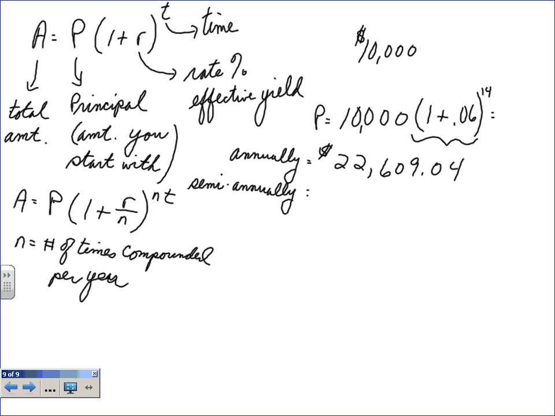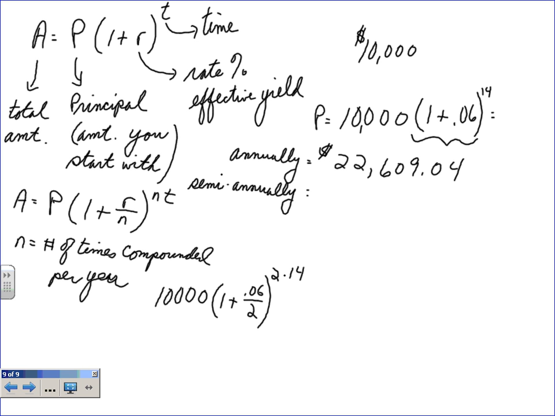What do you think? Give me a guess. It's going to be more. 40,000. 40,000? Okay, let's just see. So, using this formula, it's going to be 10,000 times 1 plus 0.06 over 2 raised to the 2 times 14. And then it will be 28, Michelle. Okay? So 2 times 14 is 28.